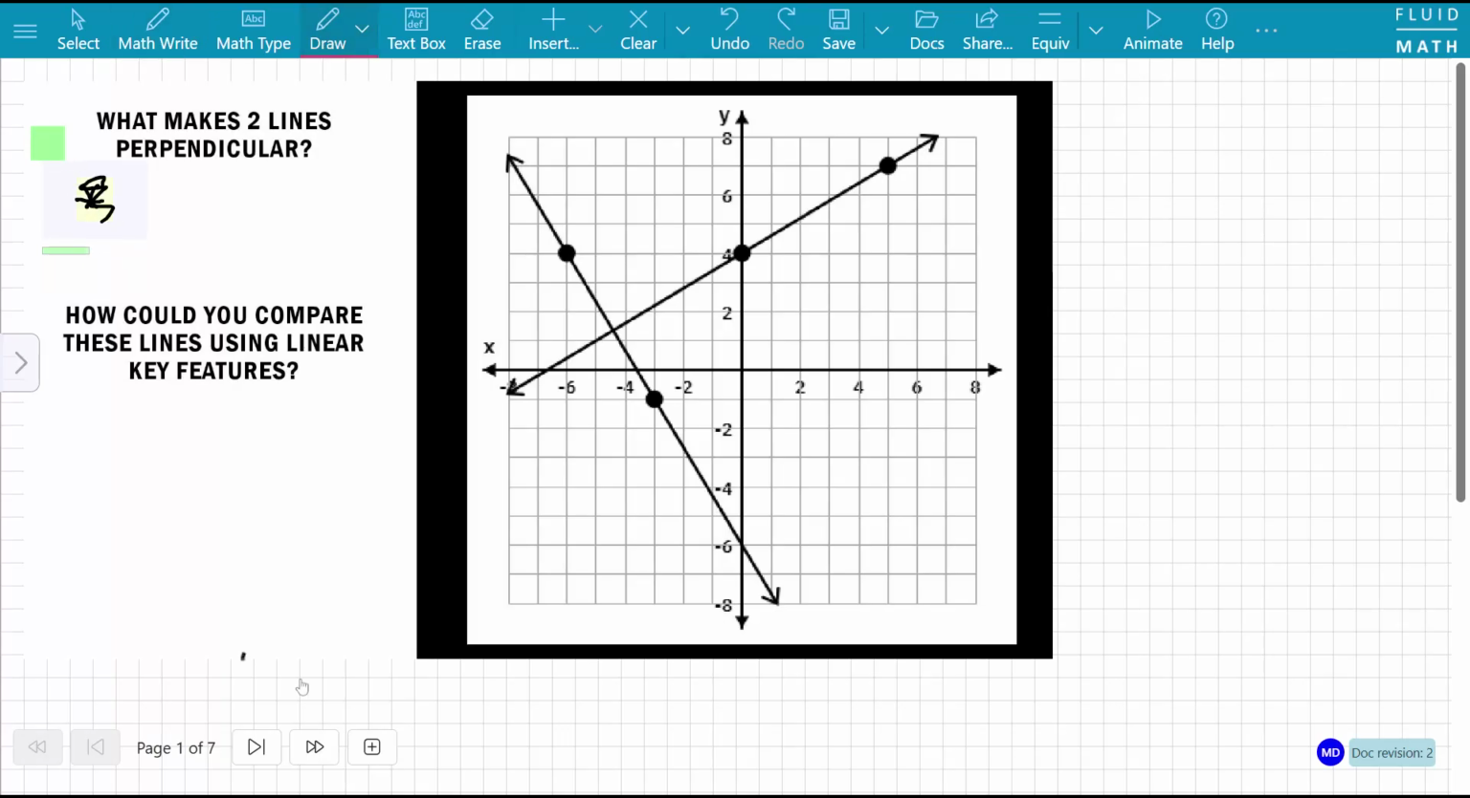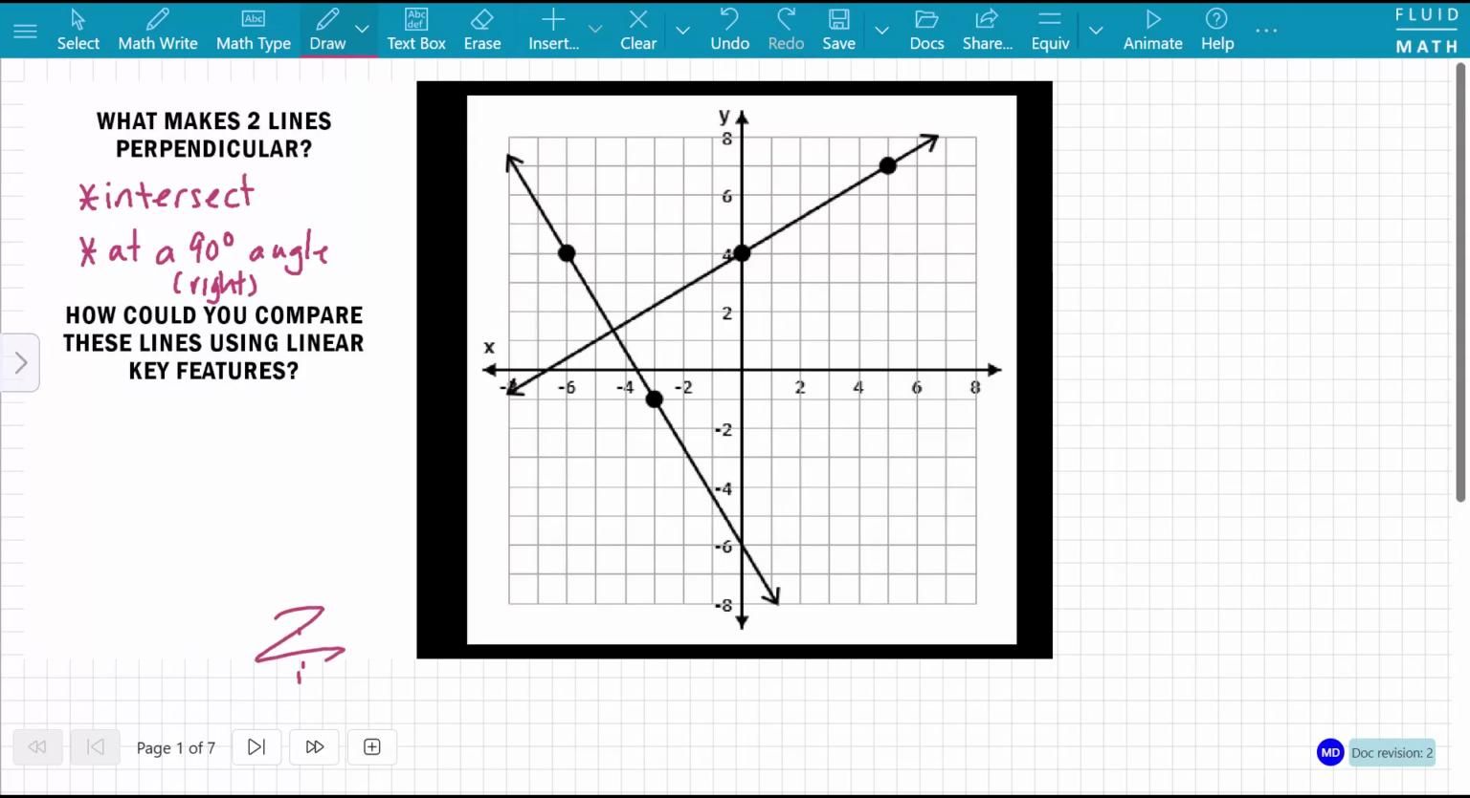Whoopsie, let's do math, let's draw. They do intersect. But they intersect in a very special way. They intersect at a 90-degree angle, or a right angle.